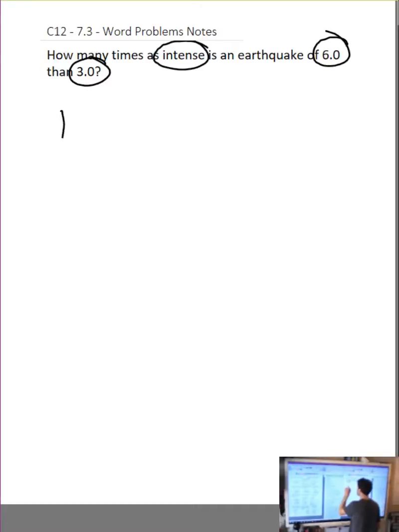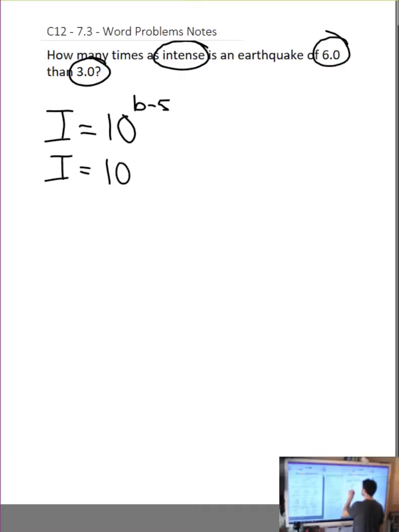So we're going to use another formula on the formula sheet. The intensity of an earthquake is equal to 10 to the bigger earthquake minus smaller earthquake. Now this formula can be used for all sorts of types of questions like acidity in science. However, they should usually give you a table, as bigger and smaller may get a little bit confusing. So how many times is intense? It's a 6, the bigger earthquake, minus a 3, the smaller earthquake.